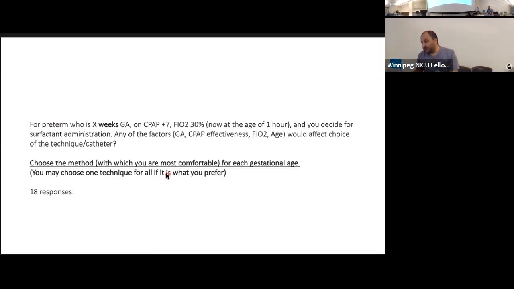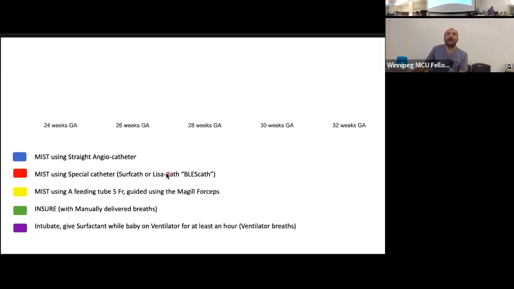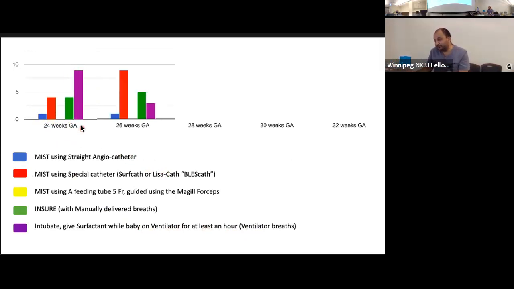For the question of which method you prefer depending on the gestational age, there was some variability. But clearly there's a stronger inclination to intubate and keep the baby on the ventilator for at least an hour for those less than 24 weeks gestational age. Some people are still okay with the Surf cath and giving a MIST, but half of us prefer to intubate and keep on the ventilator. Maybe the big concern is about the work of breathing, the apnea, and the respiratory drive.